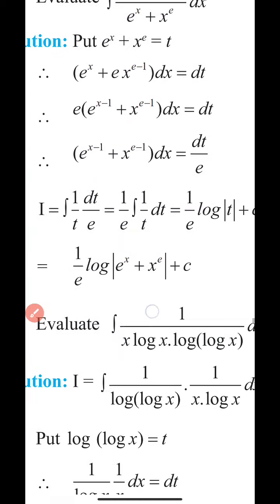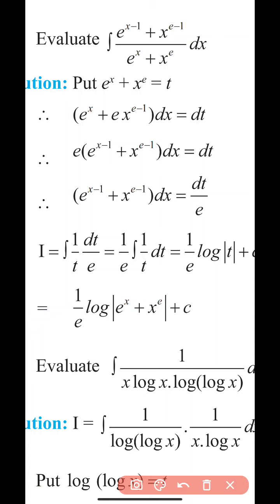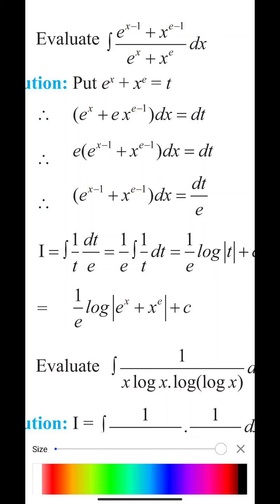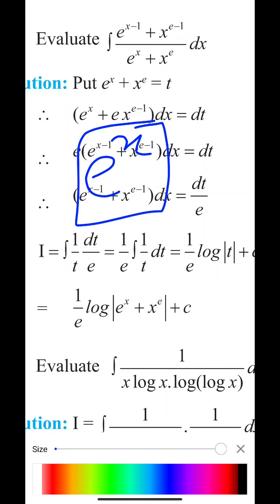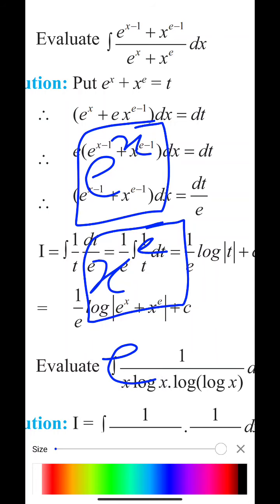Okay, I want to tell you one more thing. See, e raised to x is a function because it includes x. So this is called an exponential function. X raised to e is also a function where x is the variable. This is called an algebraic function, just like x square, x cube. But e you can also say is a function only. It's a constant function. It doesn't have the variable.